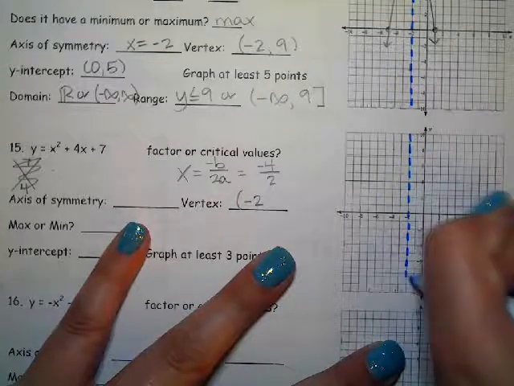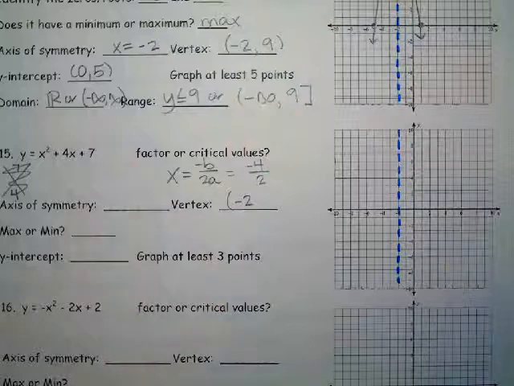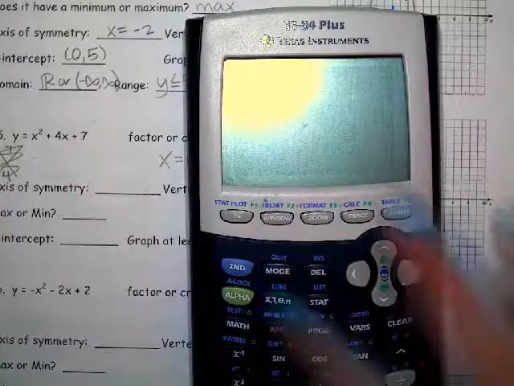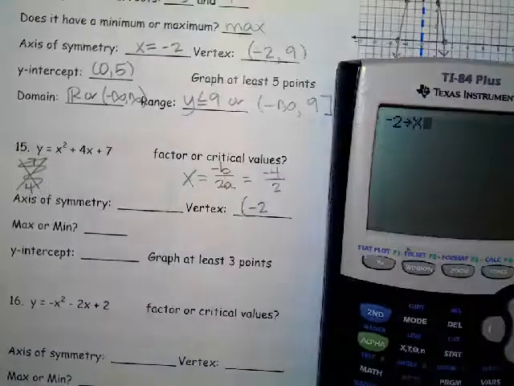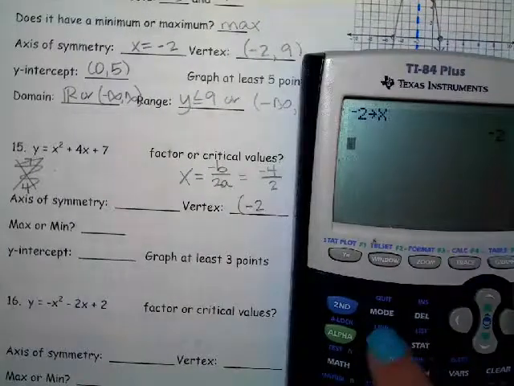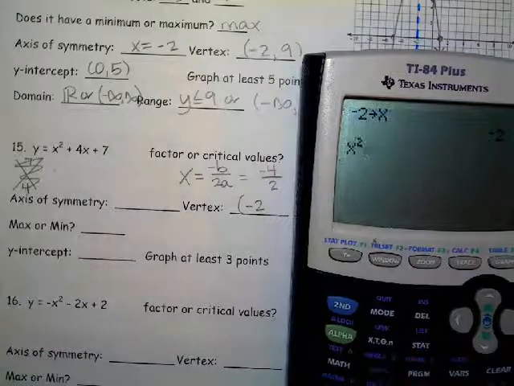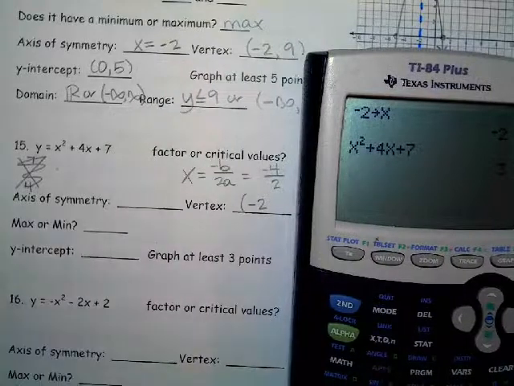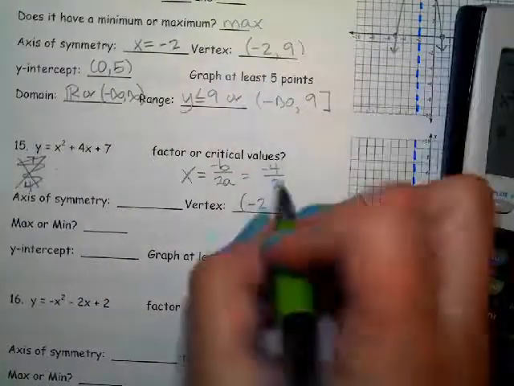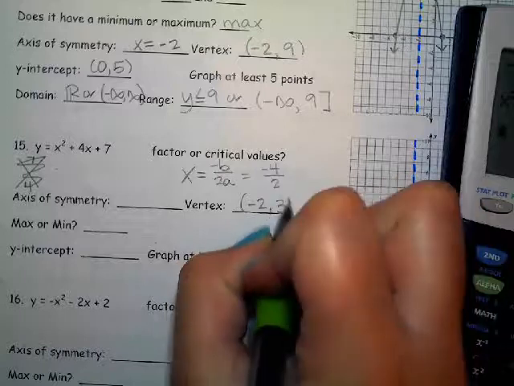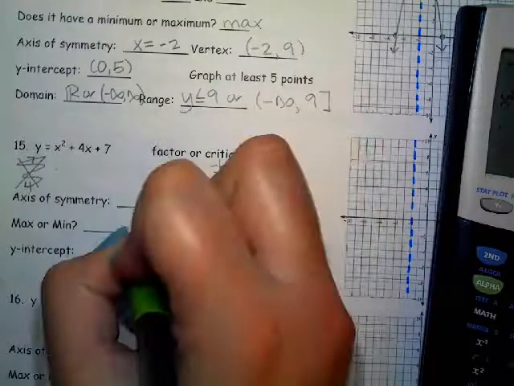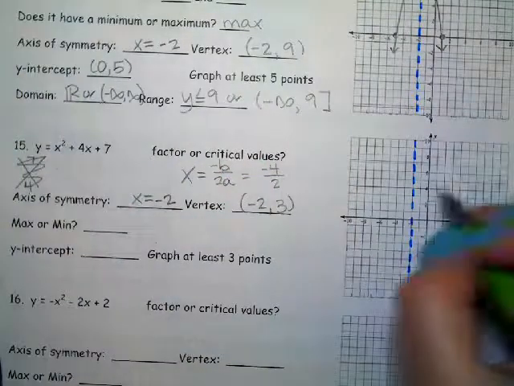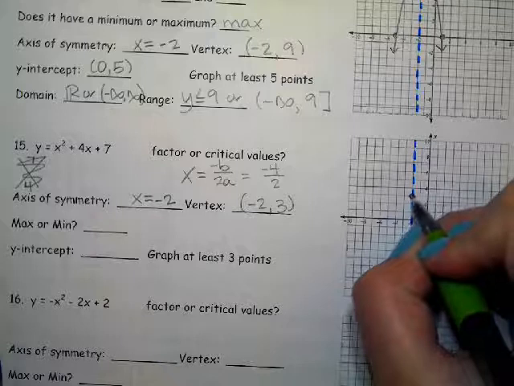So I'm going to take negative 2, and I'm going to store that as x. And then I've got x squared plus 4x plus 7. Okay, so my y-coordinate is 3. My axis of symmetry is x equals negative 2. So my vertex is negative 2, 3. What is my y-intercept? 7, so there's my y-intercept, the number on the end.